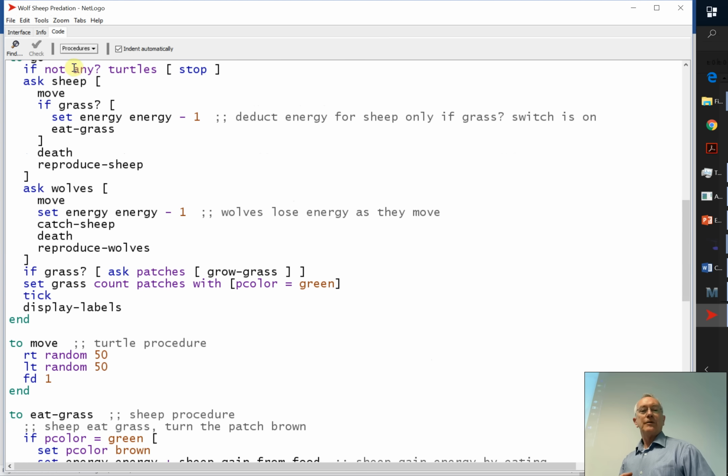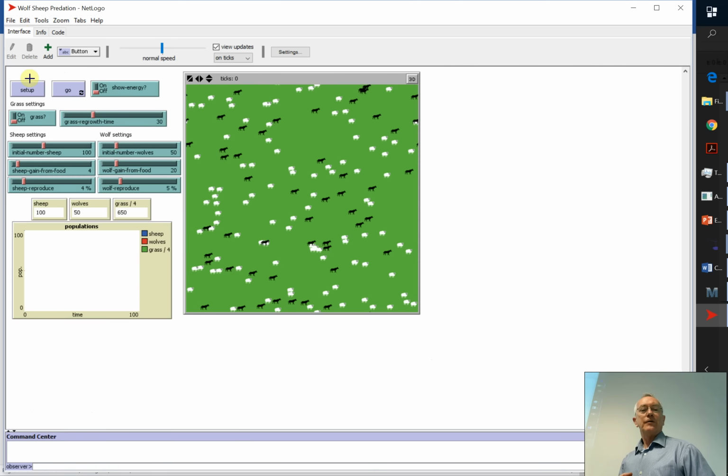So let's see what happens when you run it. So I've set it up, and you notice there are random locations for a certain number of sheep and a certain number of wolves there, and the grass is off. So that means that's why it's entirely green. There's only two populations in this model. What I showed you with the predator-prey model, two populations, you get cycles. What do you think is going to happen here?